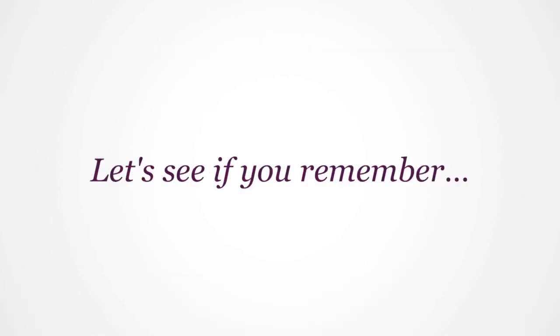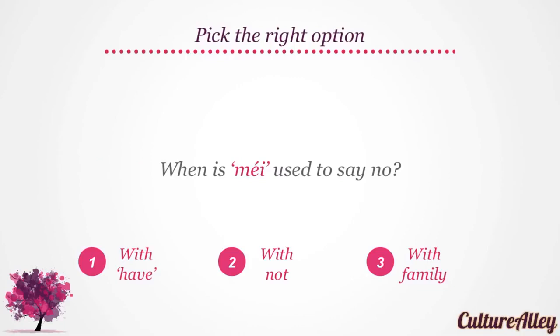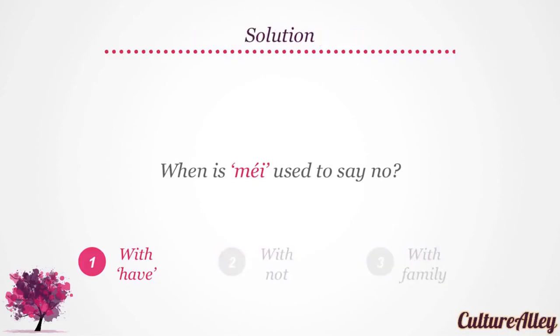Great! It's quiz time now. Let's see if you recall all that we've learned today. When is 没 used to say no? Is it used with the verb have? Or is it used with the negation not? Or is it used with the word family? 没 is used to say no with the verb have or 有. Hope you got that right.